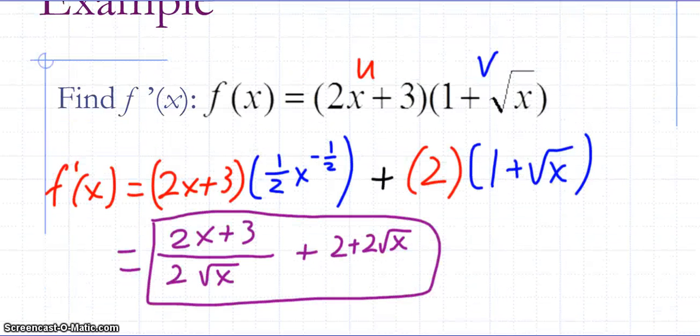Okay, so if I call this my u and this my v, I took u times the derivative of v plus the derivative of u times v. And now I can simplify, so 2x plus 3 times 1 half x to the negative 1 half is 2x plus 3 over 2 root x, plus 2 root x. And we can leave our answer like that.